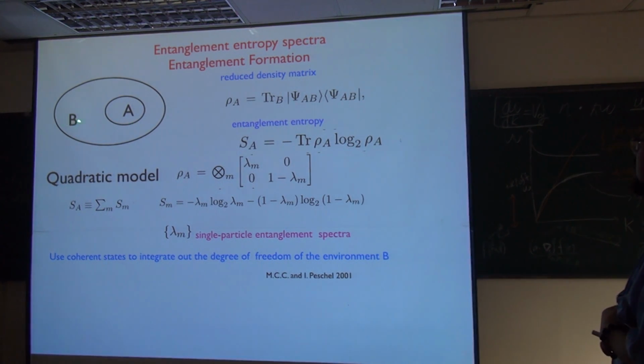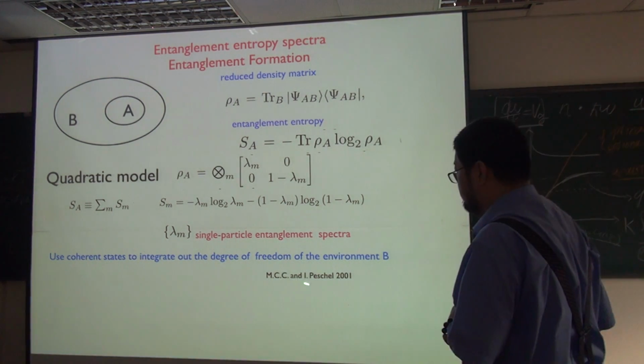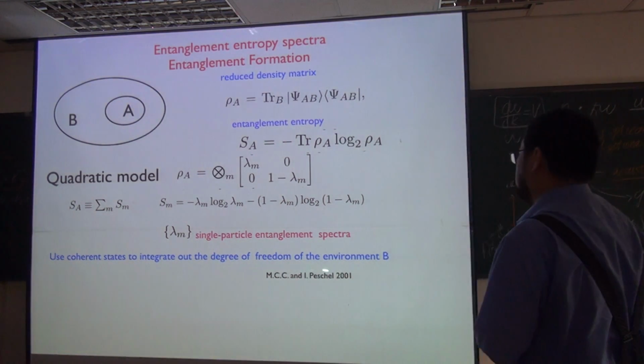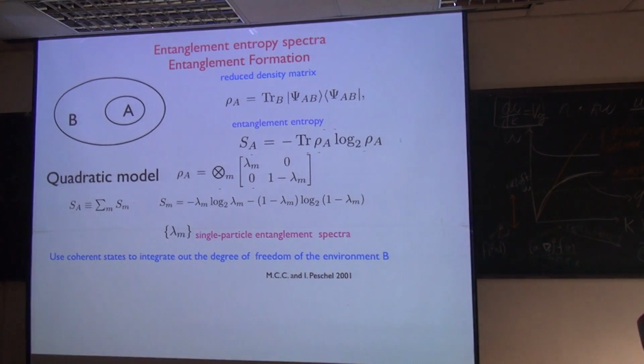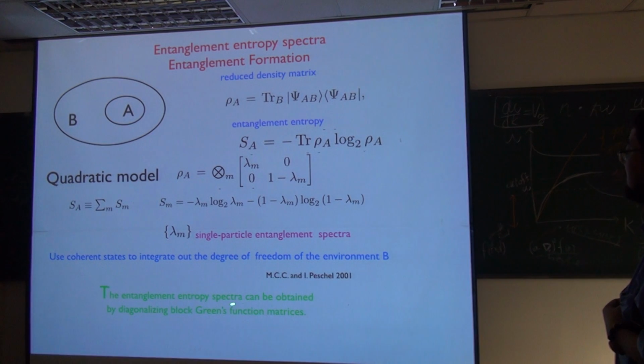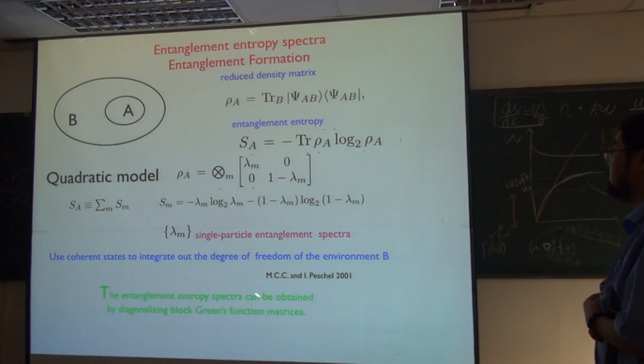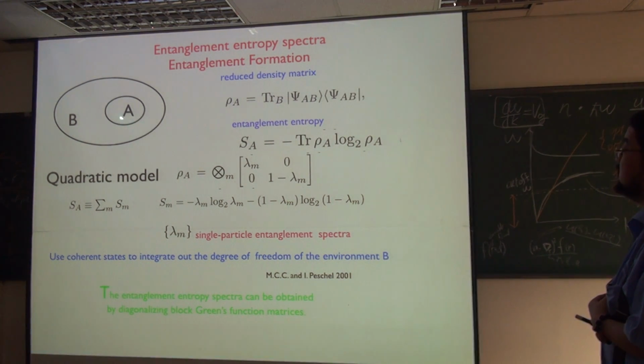So how to do that? You can use the coherent state to integrate out the degrees of freedom of the environment B. We did that in 2001 with my PhD advisor. And then using that, the entanglement entropy can actually be obtained by diagonalizing the Bloch-Green function matrix. I will introduce what the Bloch-Green function matrix is later, in the next slide.